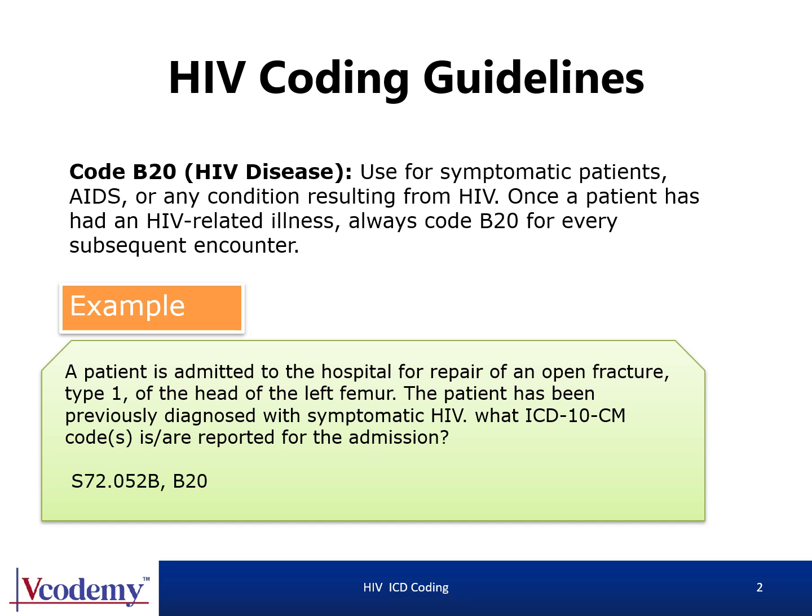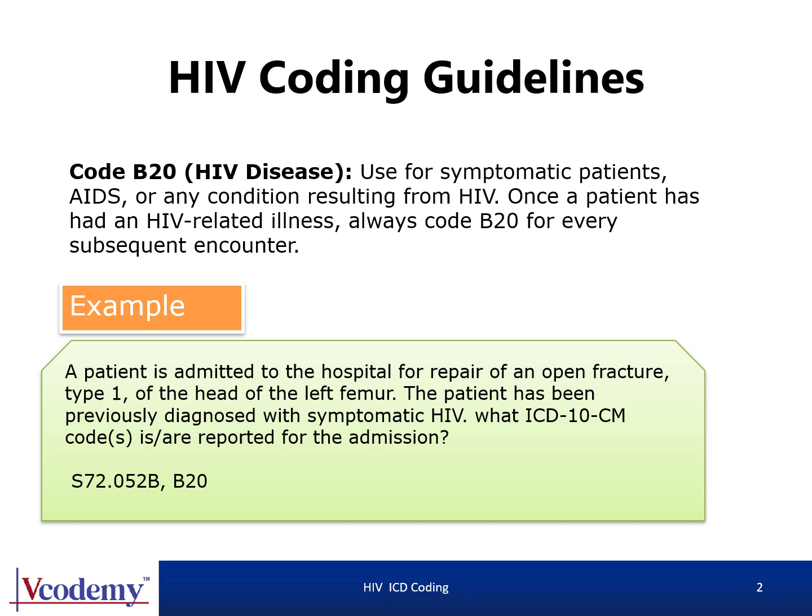HIV coding guidelines. So now we are entering into the core subject. B20 HIV disease is used only for symptomatic patients, patients who display the classic symptoms of HIV like weight loss, immunocompromised status, their immune system is very weak, and also some diseases like pneumonia, Kaposi sarcoma, which are all opportunistic infections. Whenever the immune system is weakened, such diseases will take control of the body. So if all that is present, you can use the code B20.